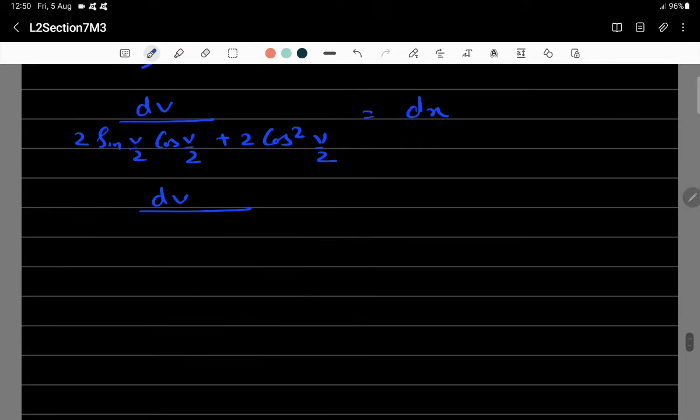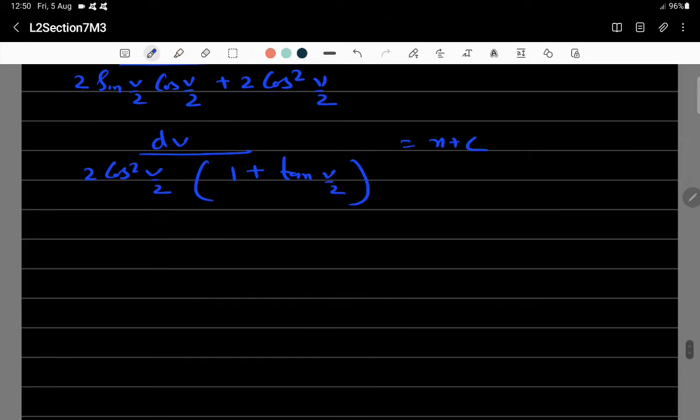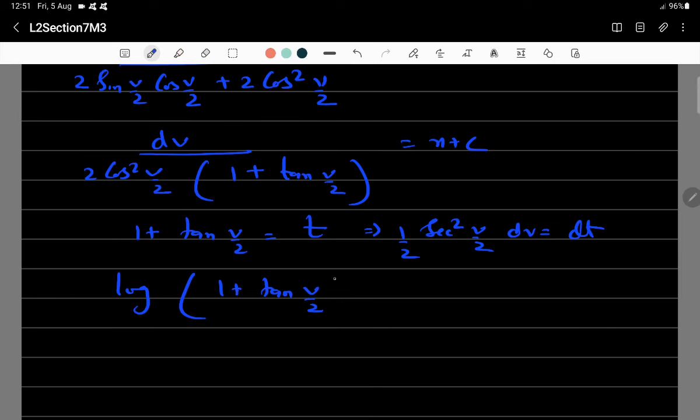To solve it further, I take cos square v by 2 outside, so 2 cos square v by 2, and this becomes 1 from here, and this becomes sin v by 2 by cos v by 2, which is tan v by 2, and the right hand side is x plus c. Now it's quite simple because this becomes sec square v by 2, so you need to simply put 1 plus tan v by 2 is equal to t, and that gives you sec square v by 2 times 1 by 2 dv is equal to dt. So solving it further, the required answer is log of 1 plus tan v by 2 is equal to x plus c, where v is x plus y.